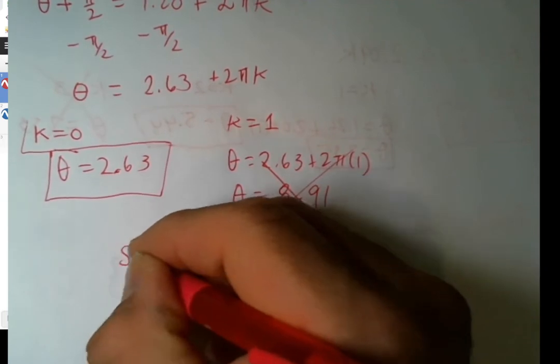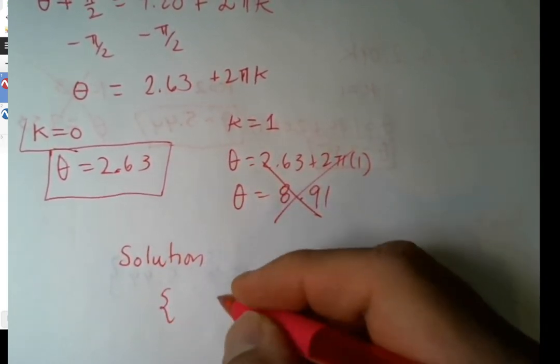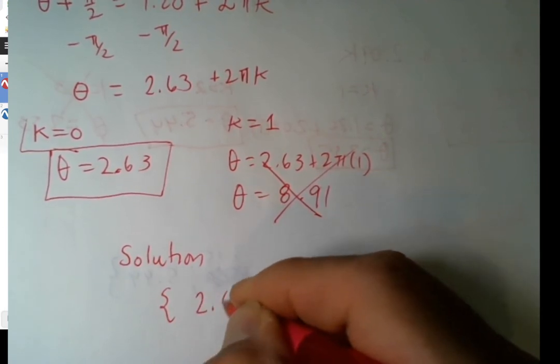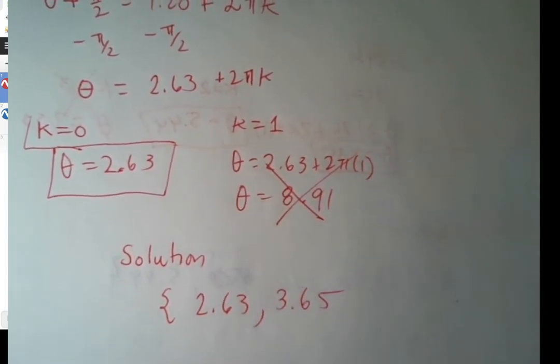So in this case, we only have two solutions. So my solution set consists of two angles in radians, one of them being 2.63 and the other one being 3.65.